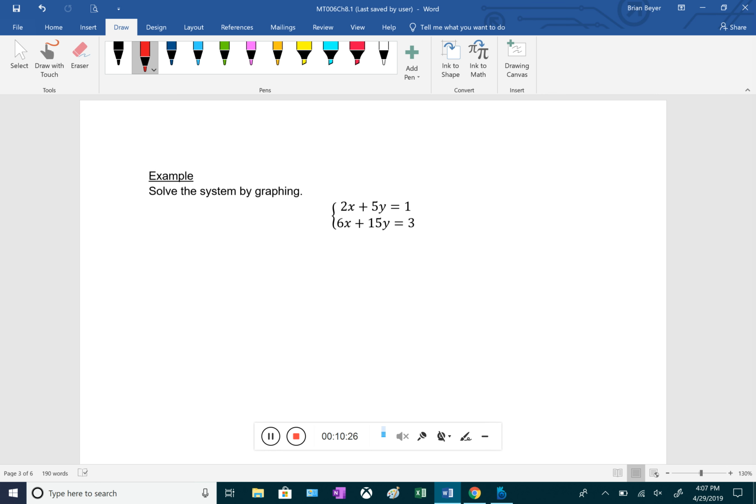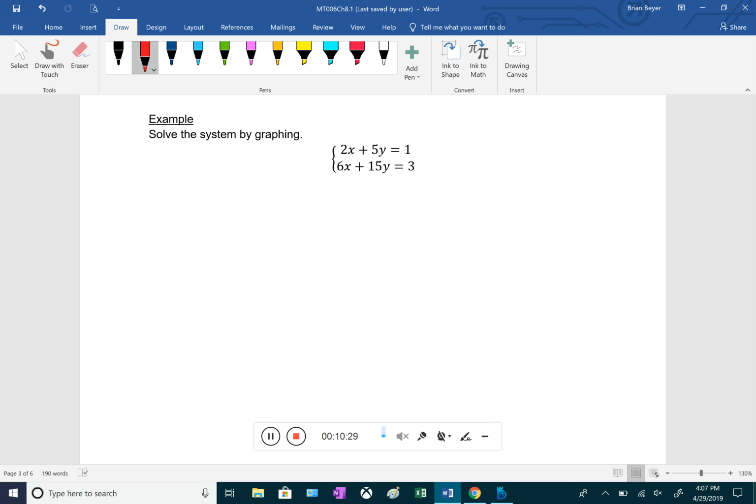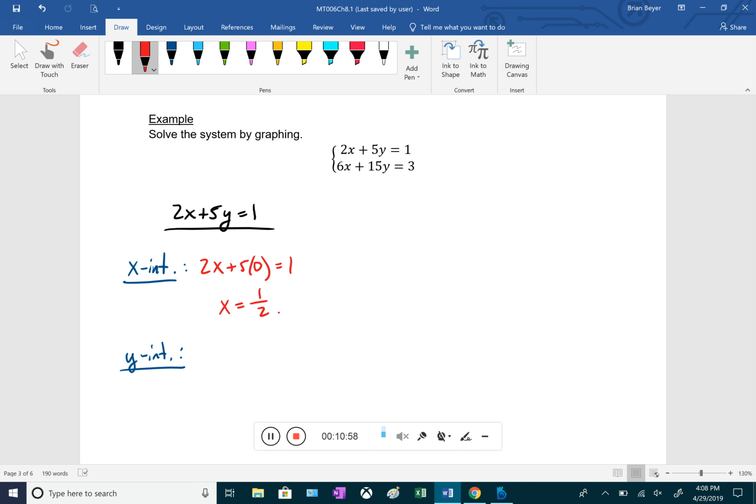Okay, and then another one here, we have 2x plus 5y equals 1, and 6x plus 15y equals 3. So let's do these ones using the intercept method. So 2x plus 5y equals 1. Finding the x-intercept for it, we're going to plug in y equals 0. So that's going to be 2x plus 5 times 0 equals 1. That gives us 2x equals 1, which is x equals 1/2 after we divide by 2.